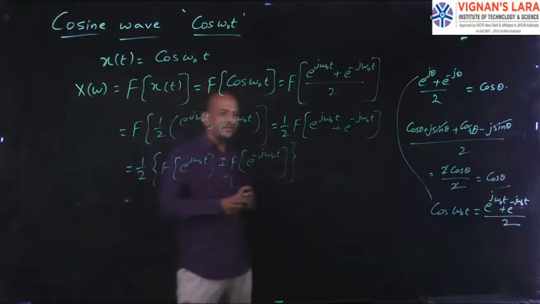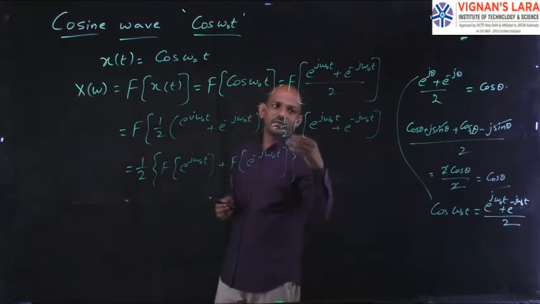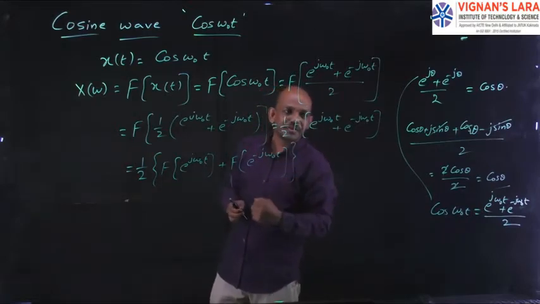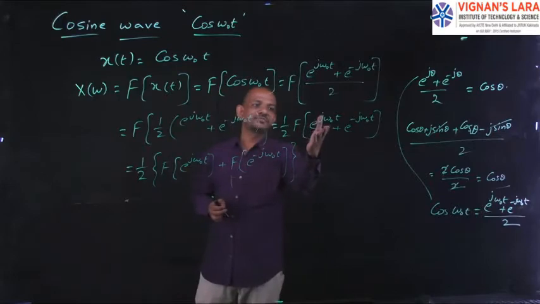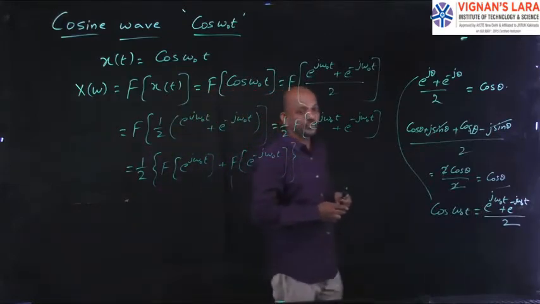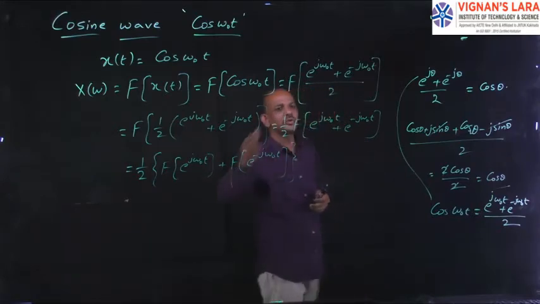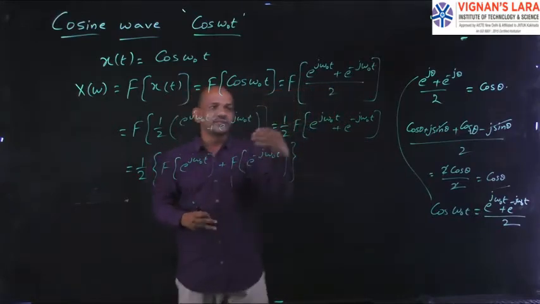Simple. So why did we convert it like this? Because we already know the formula of the Fourier transform for e power j omega t, that is a complex exponential function. I already explained how to find the Fourier transform of this complex exponential function, so there is no need to do everything again. So I can use that formula.